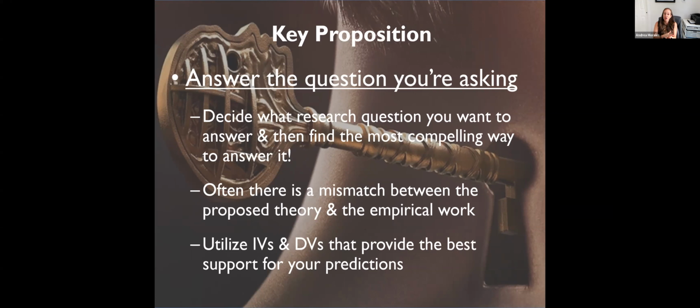Every research question is different, right? And the goals of the research are different. And so you need to find the best IVs and the best DVs and the best overall experiment that's going to answer the question that you're asking and meet the goals of your particular research question. A lot of times there's a mismatch between what a paper sets out to do and what they do in the empirical work.